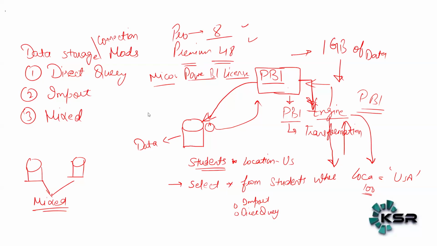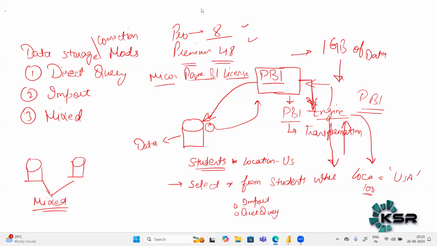Yeah, so direct query is the helpful part there. And the other is the budget. For Pro access, we can manage data up to 10 GB. For Premium per user, we can manage data up to 100 GB.